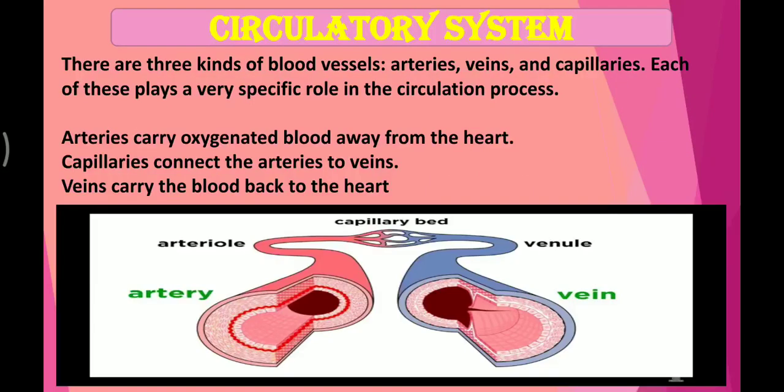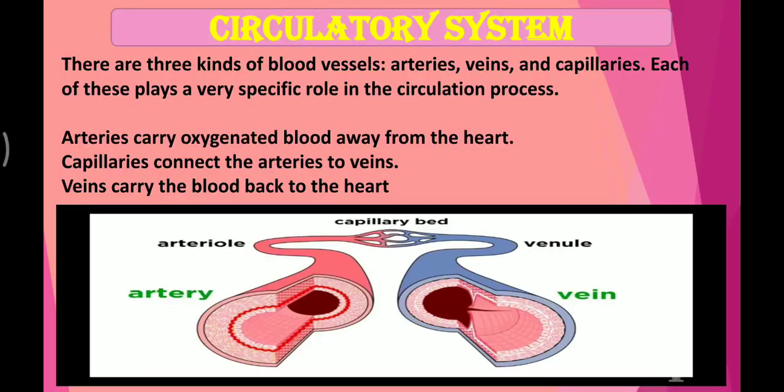Next, the circulatory system. Where does the blood flow? We all know, like a pipe system, a tube-like system, that is blood vessels. There are three kinds of blood vessels: arteries, veins and capillaries. Students, carefully, if you don't understand, go through this video 2-3 times so that you can understand easily.